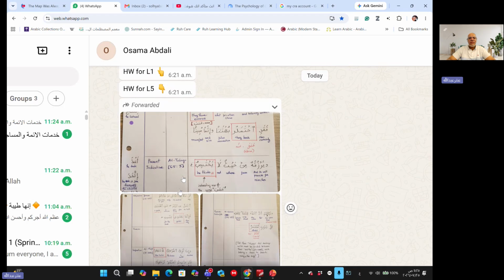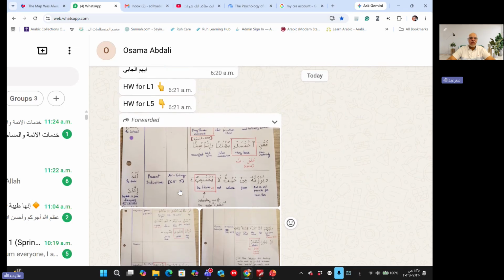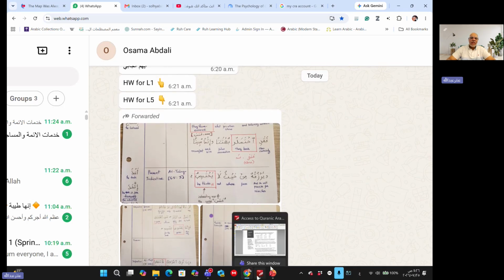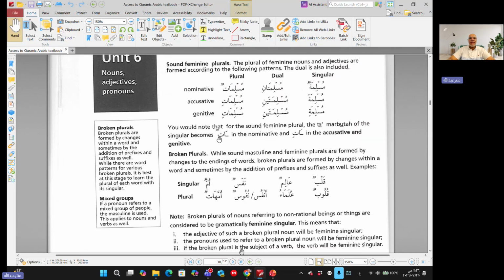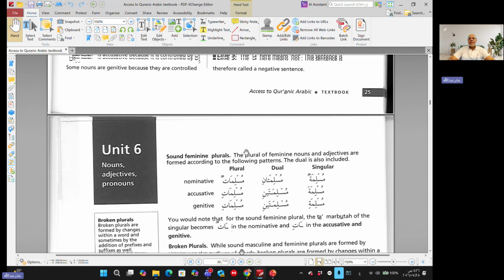Okay, and this is for the level 5 homework. So we can start today's class, inshallah, by looking back onto Unit 6 again. We said that Unit 6 gives us singular, dual, and plural. We spent some time with the dual. Today, inshallah, we spend some time with the plural.